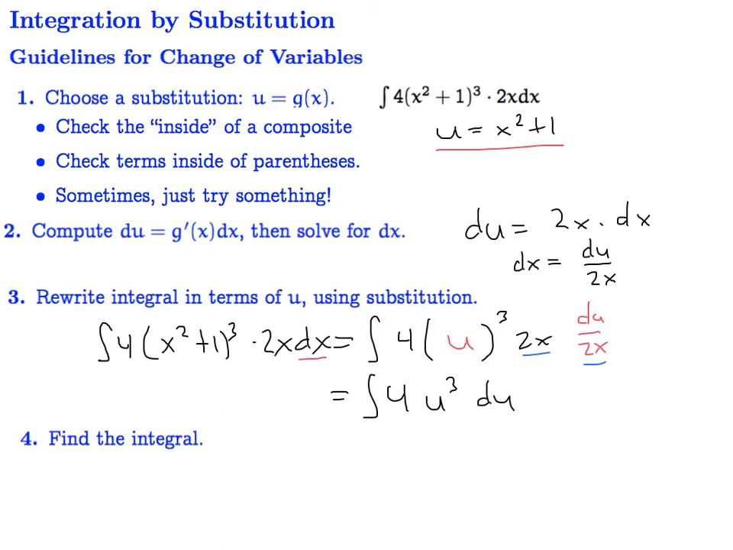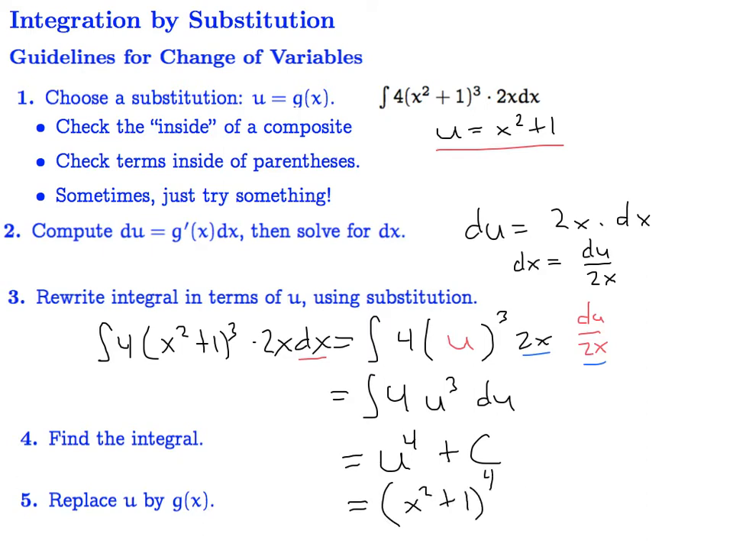Next I want to actually try and find my integral if I can. Well, this is a relatively easy one using the power rule. This is going to be u to the 4th plus a constant, because the derivative of u to the 4th is 4u cubed. And finally, I replace all occurrences of u with my g of x function. So this means I replace my u with my original g of x function, x squared plus 1, and just complete the rest of my integral.